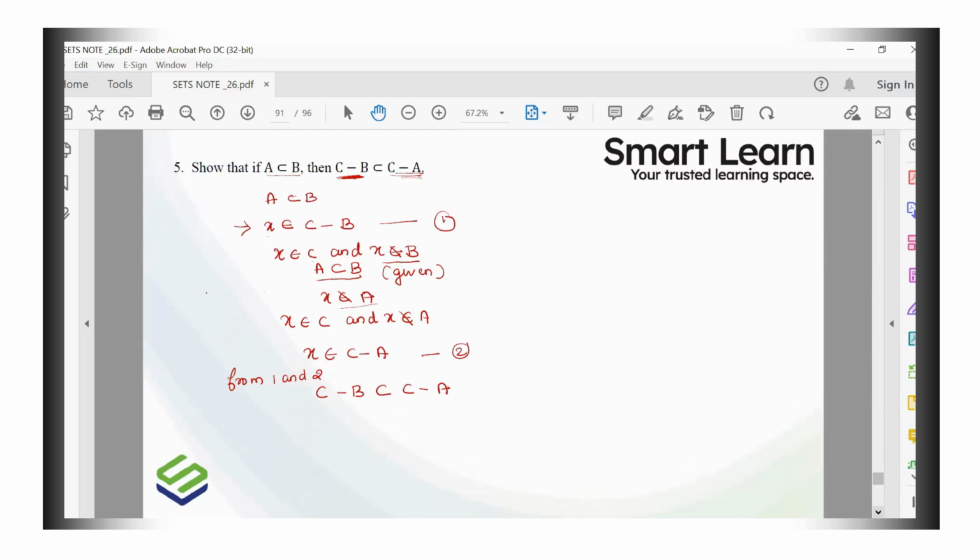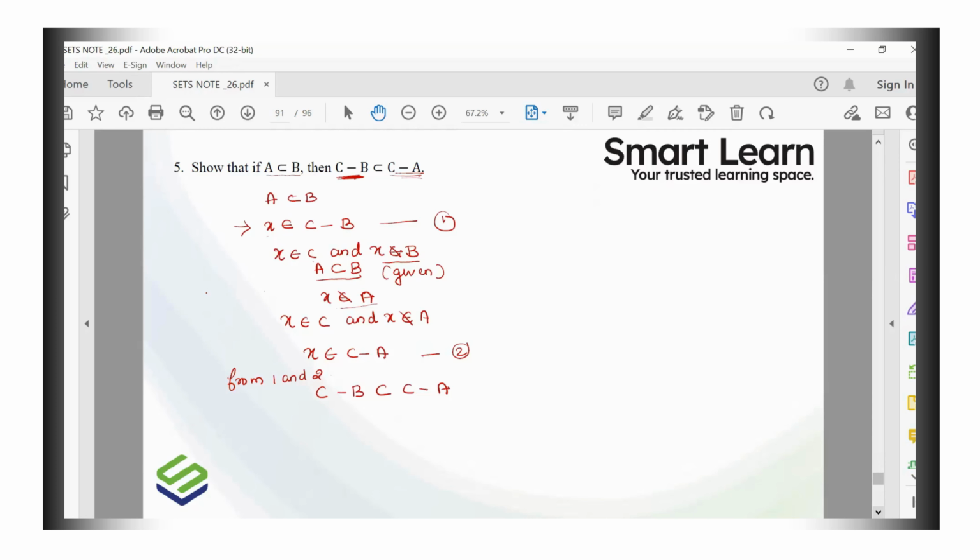Now, here, show that if A is a subset of B, then C minus B is a subset of C minus A. We will start with X is an element of C minus B. That is, X is an element of C and X is not an element of B. Correct? Then A is a subset of B is given.